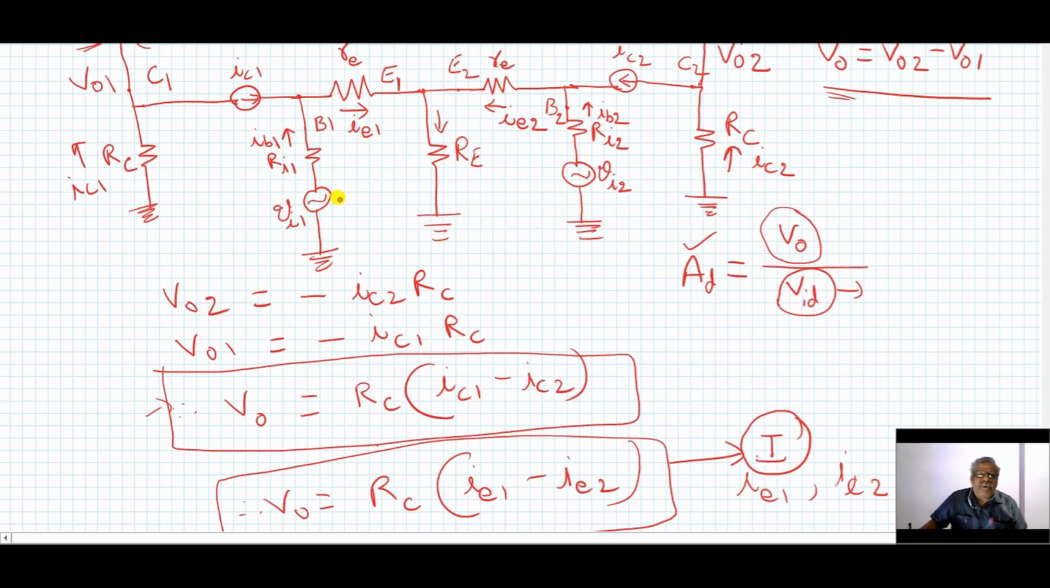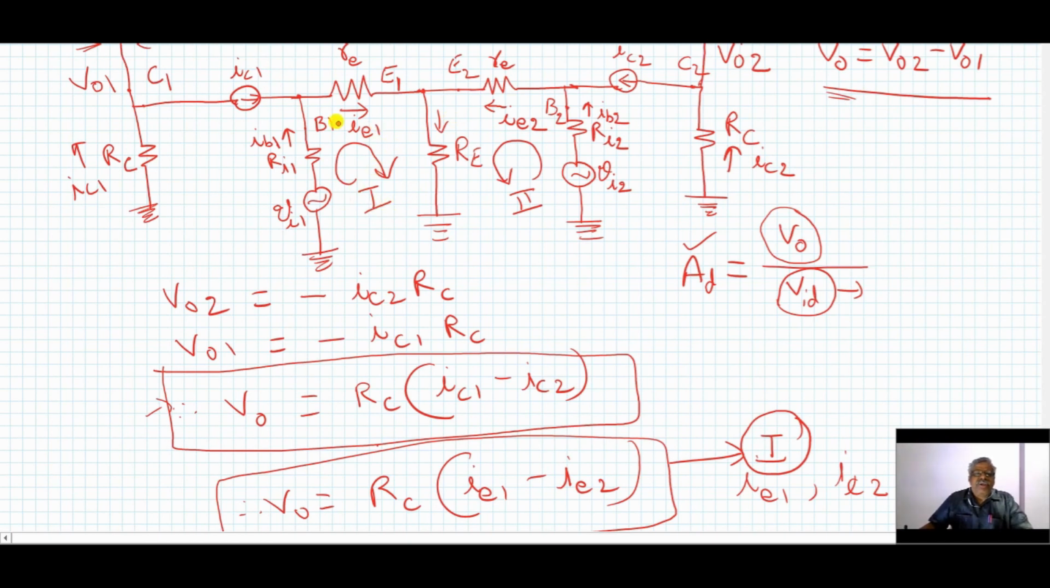Next, to find the expressions for IE1 and IE2, we have to write loop equations, because in the loops only currents will exist. In which loop is IE1 present? In this loop IE1 is present. So let us represent this loop as loop 1, and IE2 is present in this loop, and let us represent this loop as loop 2. So by writing loop equations for this loop and this loop, we can get two expressions in terms of IE1 and IE2. By solving those two equations, we can find out the expressions for IE1 and IE2. Then we get V naught easily.